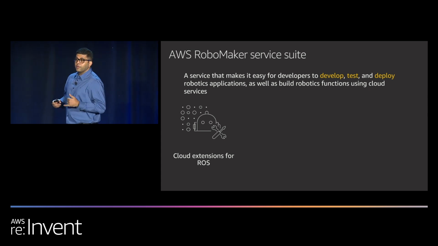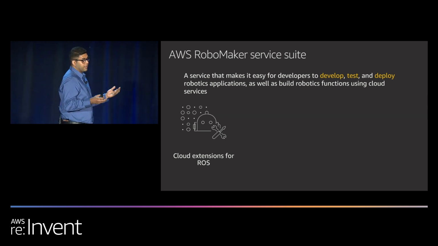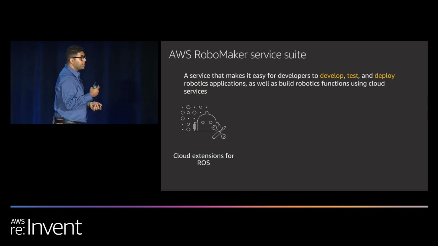Or if you have a node that's getting the video streams from the robot as it moves around in a warehouse, for example, and then stream it to Kinesis video streams in the cloud.